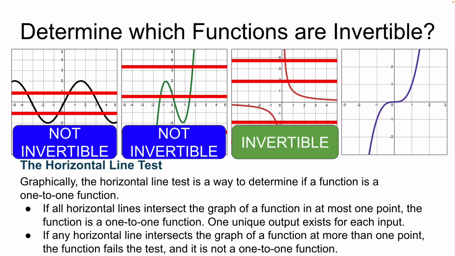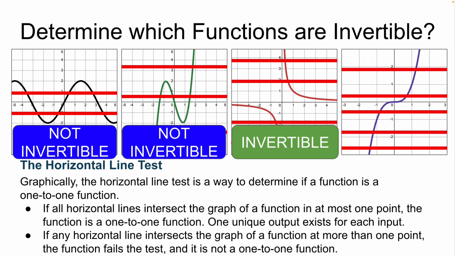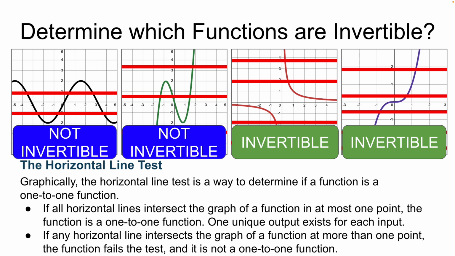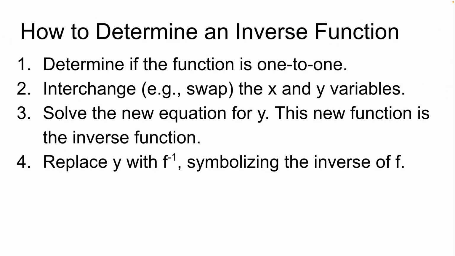Now let's look at the fourth graph together. Let's draw horizontal lines through this function to determine if it's one-to-one. Any horizontal line that I draw is going to hit the graph at most one time. So this function also passes the horizontal line test, so it is one-to-one, which means that it is also an invertible function.